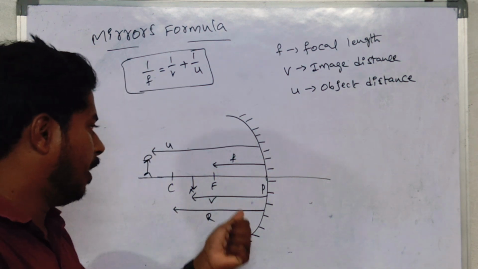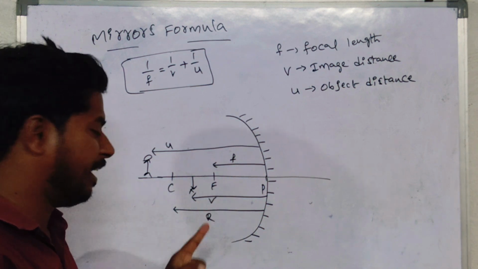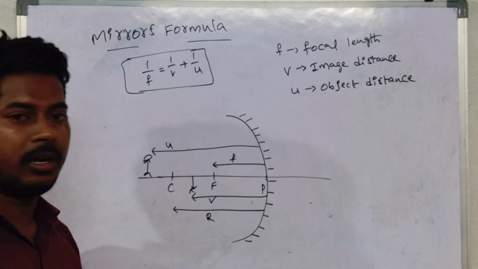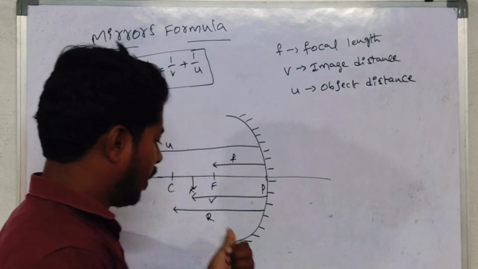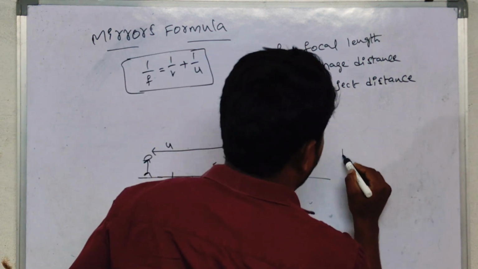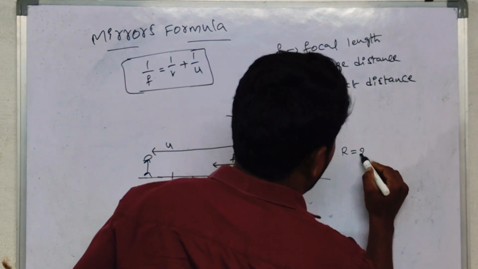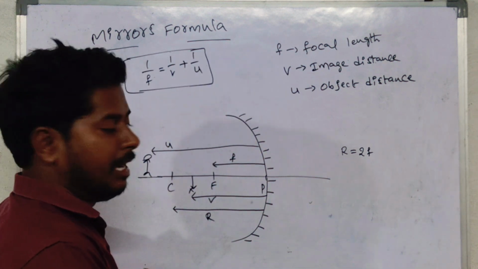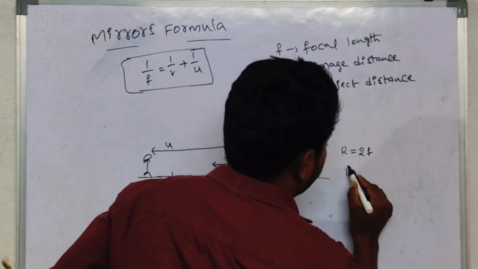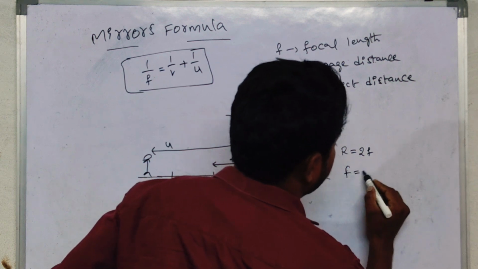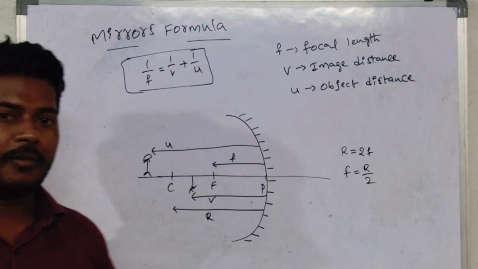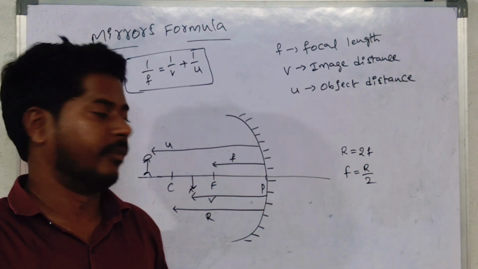Let me tell you a small relation between focal length and the radius of curvature. You can observe the focal length and the radius of curvature from the diagram. The radius of curvature is twice the focal length, and the focal length is half of the radius of curvature. While you are solving problems, it will be helpful.